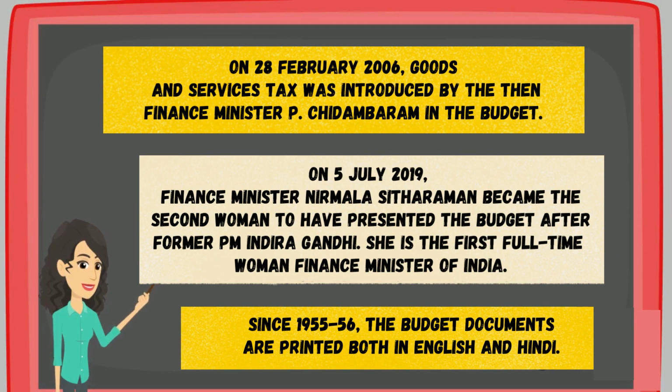On 28th of February 2006, Goods and Service Tax was introduced by the then Finance Minister P. Chidambaram in the budget. On 5th of July 2019, Finance Minister Nirmala Sitharaman became the second woman to have presented the budget after former PM Indira Gandhi. She is the first full-time woman finance minister of India. Since 1955-56, the budget documents are printed both in Hindi and English.